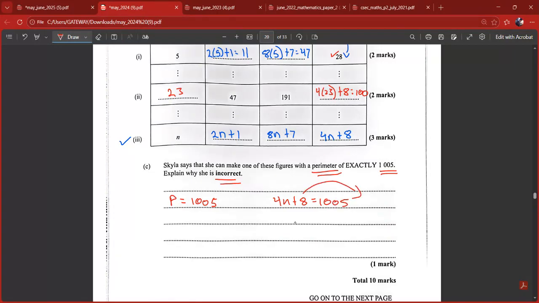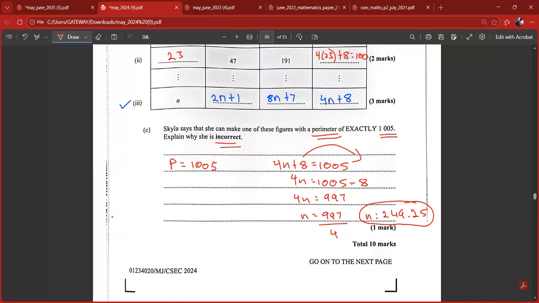Carry across the 8. You're going to get 4n is equal to 1005 minus 8. So 4n will be equal to 997. So n will be equal to 997 divided by 4. So n will therefore be equal to 249.25. But this is not a whole number. This is not an integer. Since it is not an integer, this is incorrect because you need a whole number, or you need an integer, right?